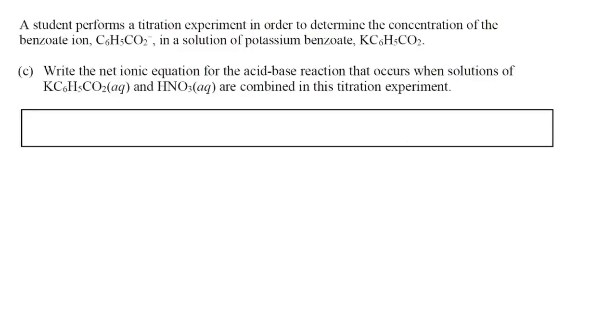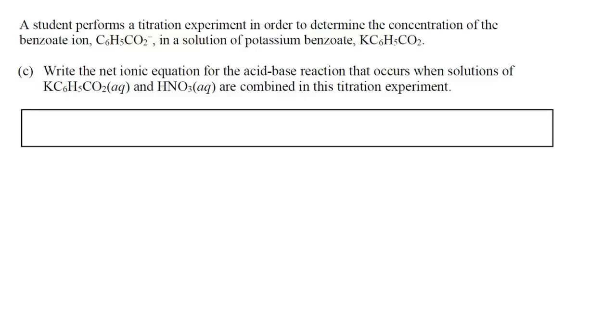So it says that a student performs a titration experiment in order to determine the concentration of the benzoate ion, which has the formula C6H5CO2-, in a solution of potassium benzoate, which has the formula KC6H5CO2. So part C says write the net ionic equation for the acid-base reaction that occurs when solutions of potassium benzoate, KC6H5CO2, and nitric acid, HNO3, are combined in this titration experiment.